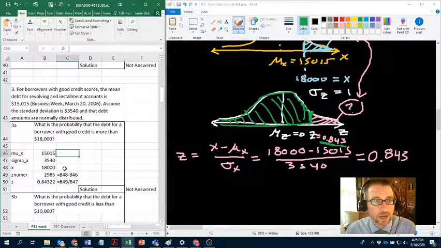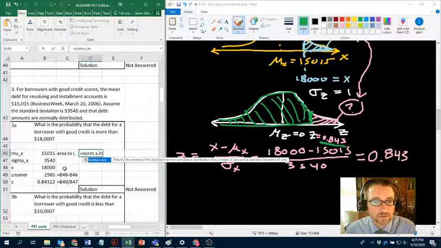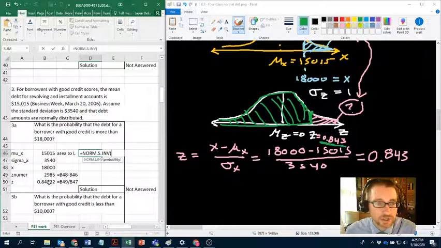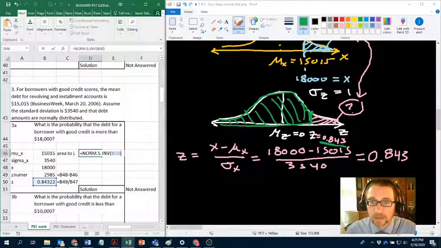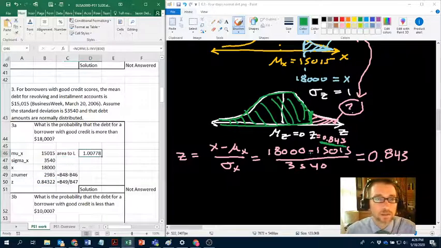Okay, so let's do area to left. That's going to be norm.s.inv, returns the inverse standard normal cumulative function. And then I just need to feed it z. And it should give me a number larger than 0.5, right? Because this total area is 1. And we're using up this entire left half and then some left over.